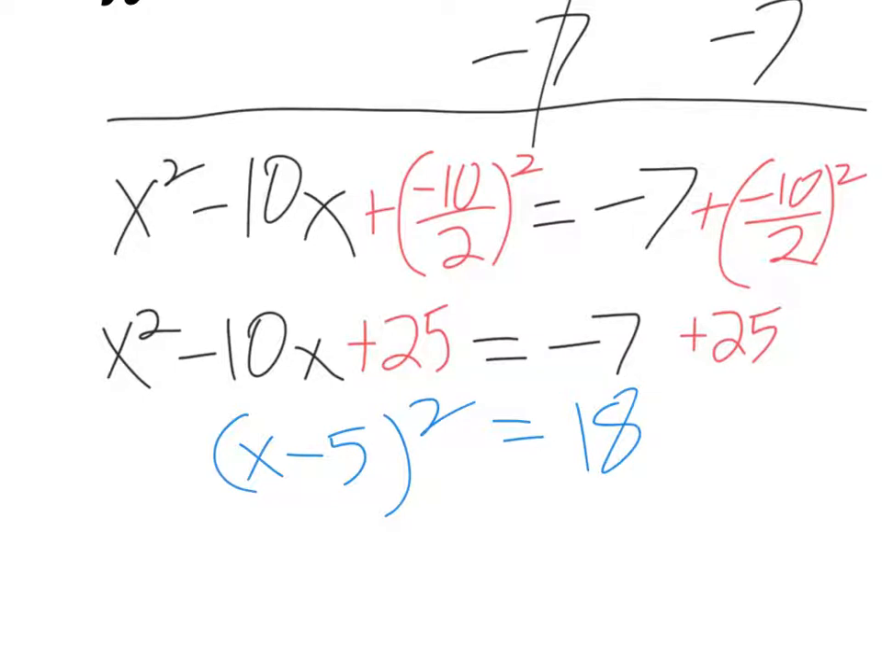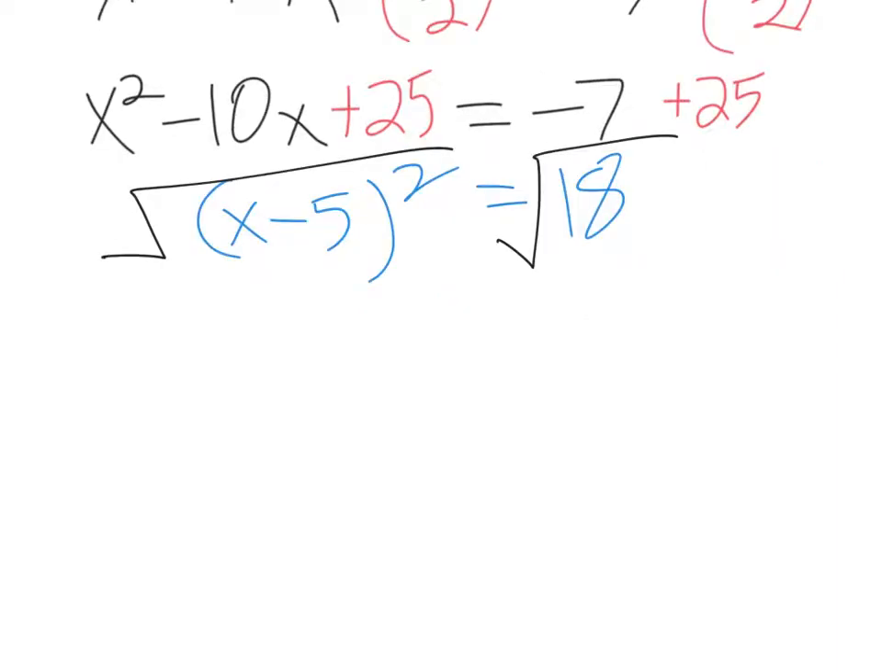Now, in the previous video, when I was converting to vertex form, I would just add or subtract this number back over to the other side. But since we're solving, what you want to do now is take the square root of both sides.